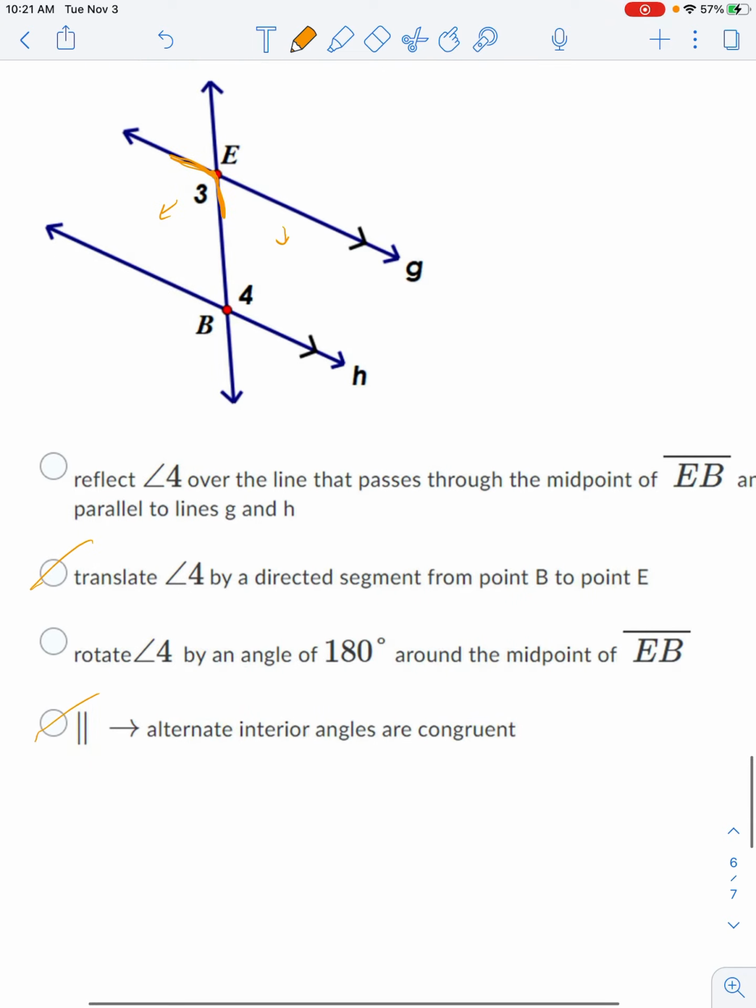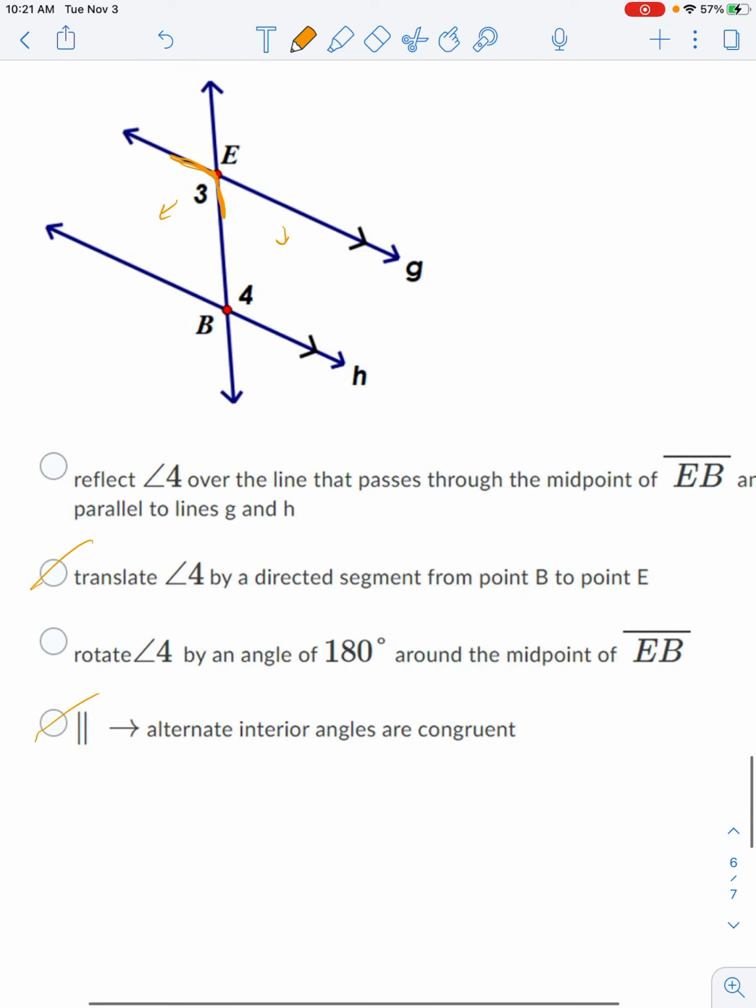And we said not a reflection, we want a rotation. So if I rotate 180 degrees around the midpoint of EB, so EB is here, just so you see it, the midpoint would be right here. So that's kind of like what we did. We took this angle and we rotated it around the midpoint.